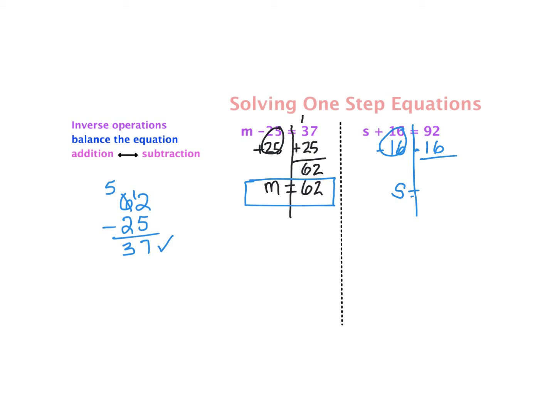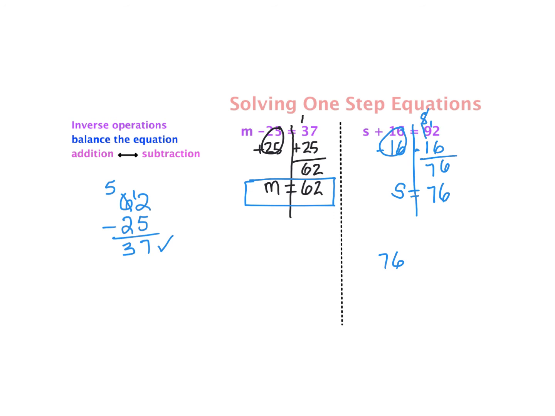S equals. Let's do the subtraction. I cannot take away 6 from 2. 6 is larger than 2, so I had to borrow. 9 becomes 8. 2 becomes 12. 12 minus 6 is 6. 8 minus 1 is 7. S equals 76. Now let's check our work.